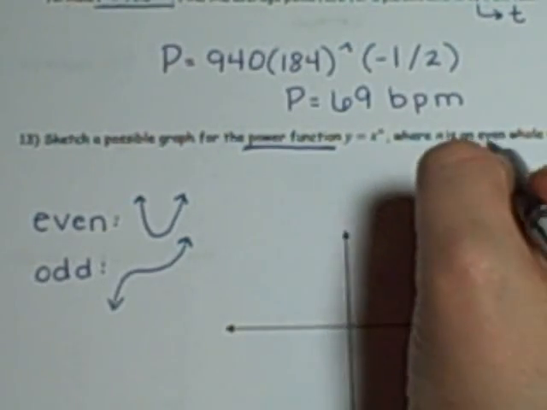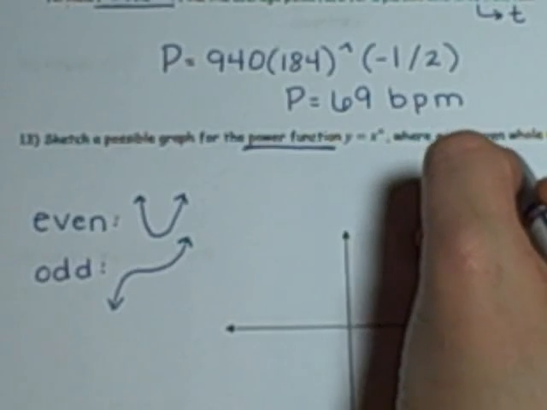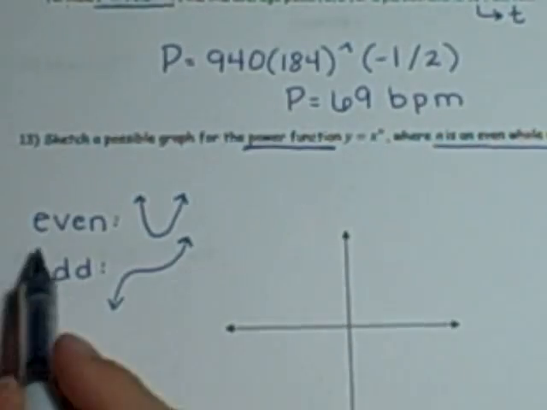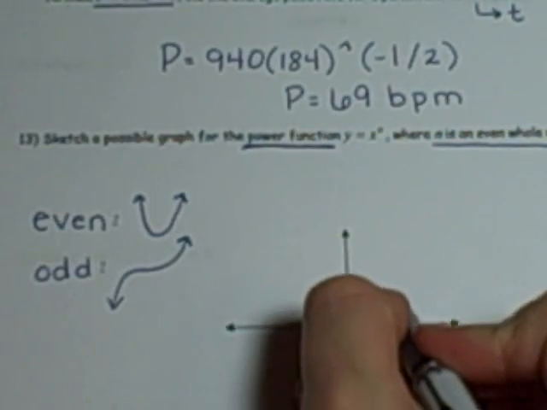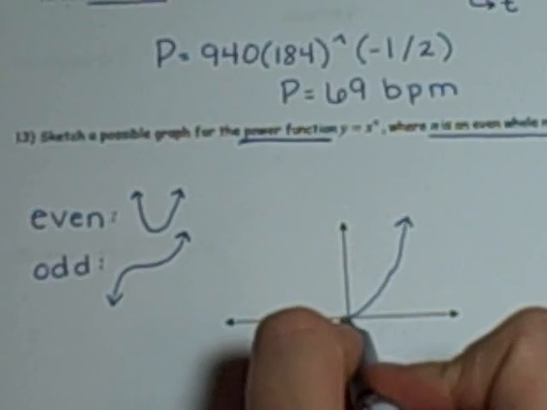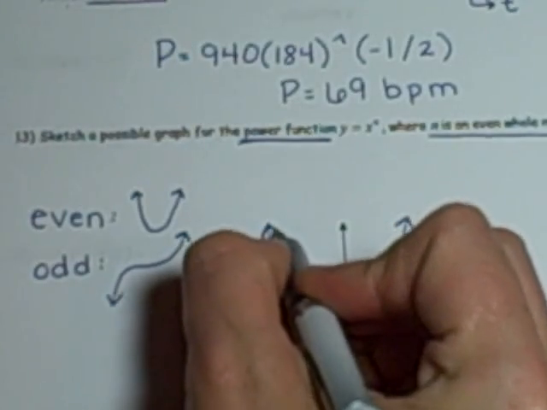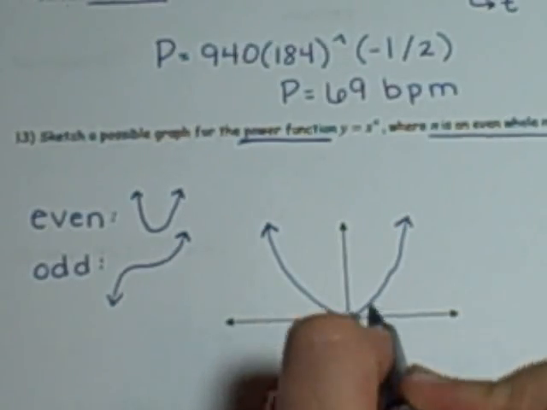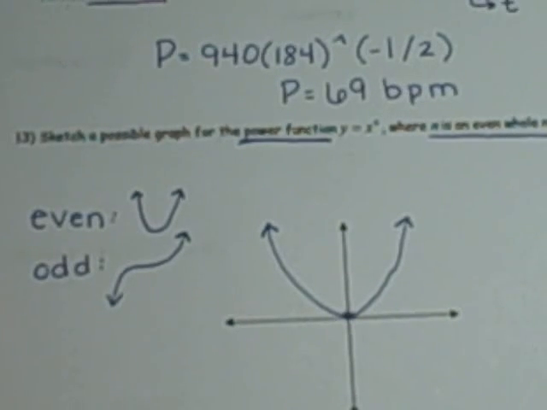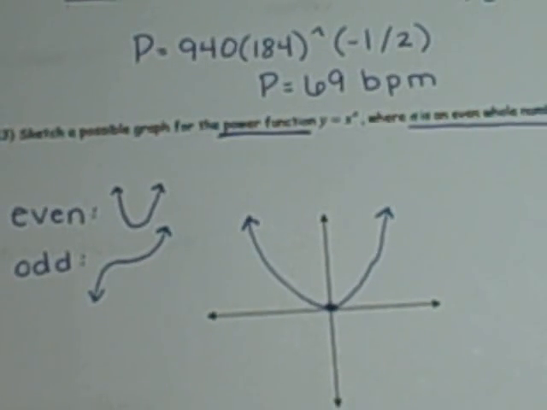So if you look at question number 13, it says n is an even whole number. So if it's even, it's going to be a graph of a parabola. That's all you have to do, is sketch that. The other thing to make sure of, though, is you want to make sure that parabola crosses right at the origin. Okay, that's it for question 13.